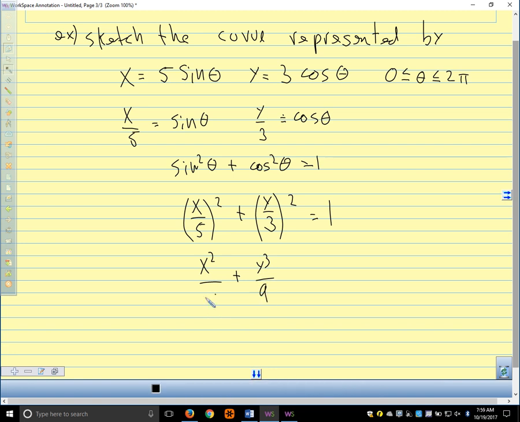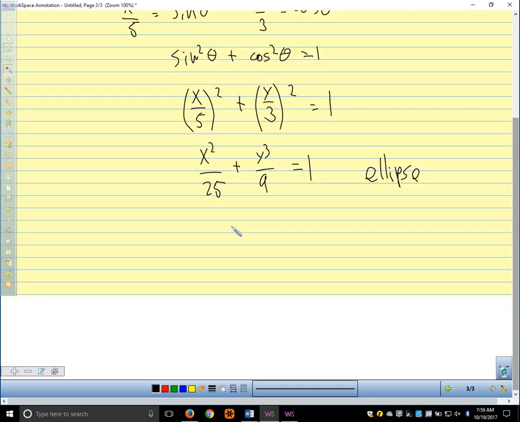Whoops, 25. Sorry, Connor. And what is that? An ellipse. So there's our conic section that we already know about. Major axis along the x-axis or y-axis? X-axis. How long is the major axis? 5. And the minor axis? 3.